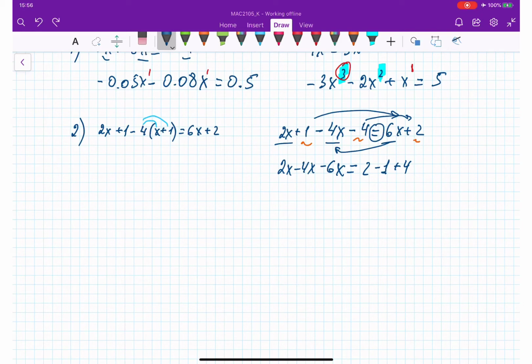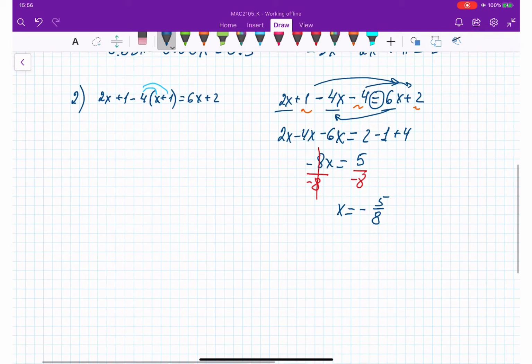Okay, let's combine 2x minus 4x. It's going to be negative 2x. Negative 2x, negative 6x, it's going to be negative 8x. So this is equal, 2 minus 1 is 1, plus 4 is 5. So we need to divide by negative 8. Divide by negative 8, it's gone. And my x is equal negative 5 over 8. Okay. Next question.